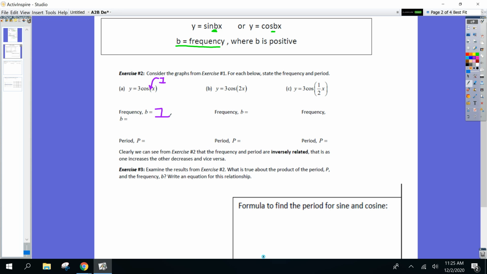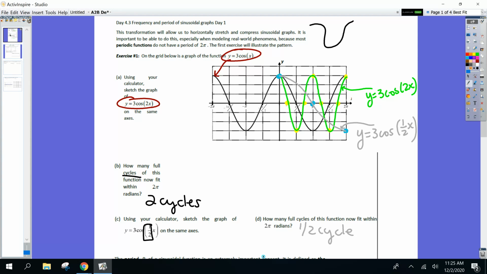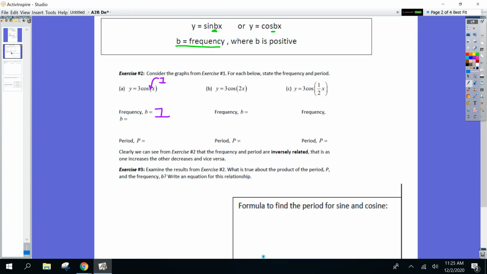And that curve that was originally on your graph before we started, that black one that was on there, how long did it take to make that curve? All the way to 2 pi. So that's what the period is. How long did it take to make your curve? 2 pi. That will not be the case for the next couple.